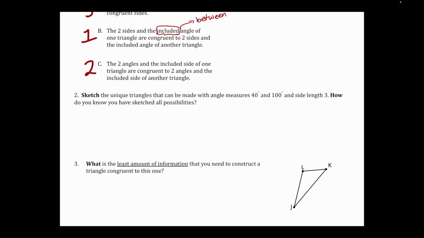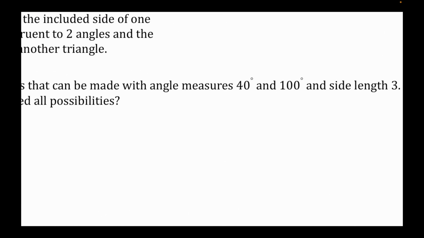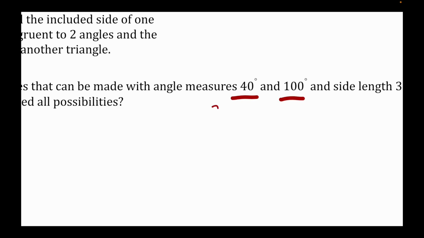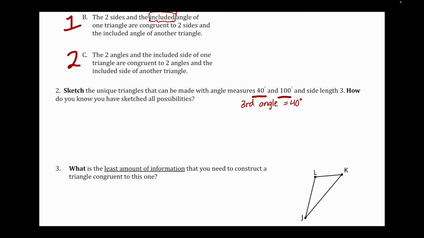Okay. For number 2, we have some instructions to sketch some unique triangles that can be made with angle measures of 40 degrees and 100 degrees and a side length of 3. Well, if they tell me that I have an angle that's 40 and an angle that's 100, that means my third angle has to be 40 degrees because my triangle has to add up to 180. So if they give me two angles, I know the third one. And then a side length of 3. And then they're going to ask me, how do you know I've sketched all my possibilities?